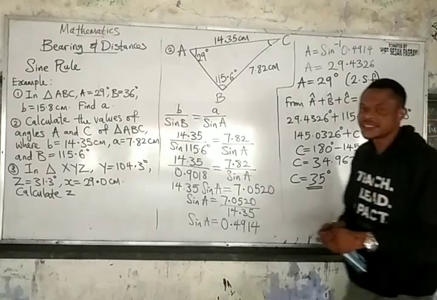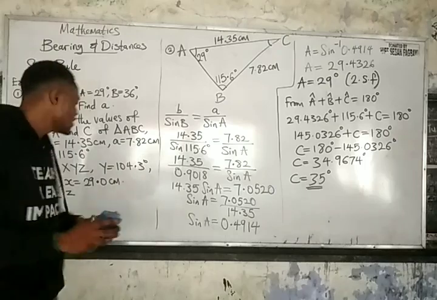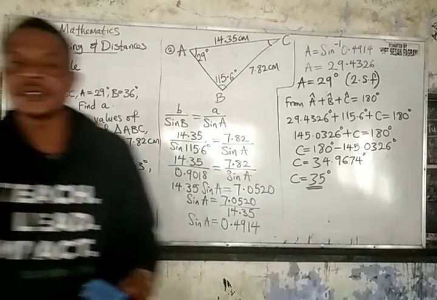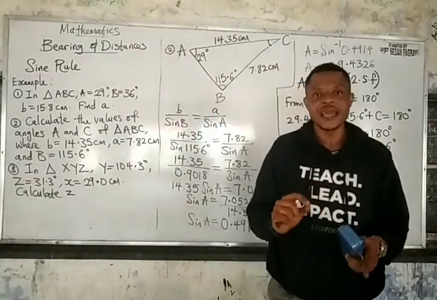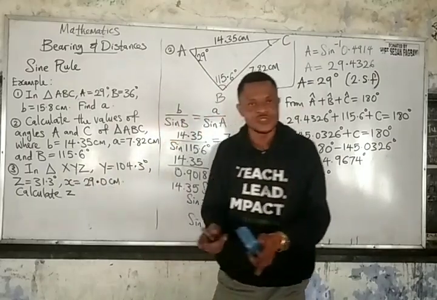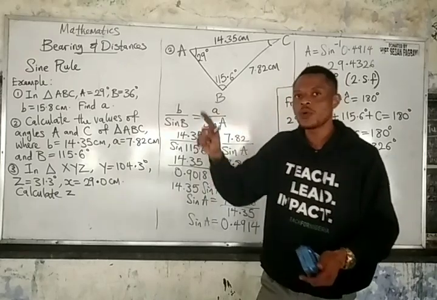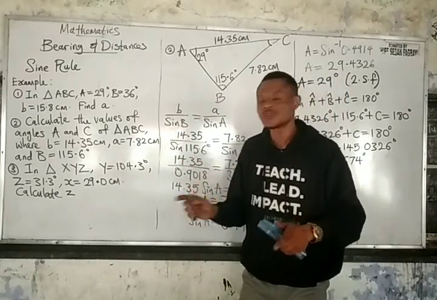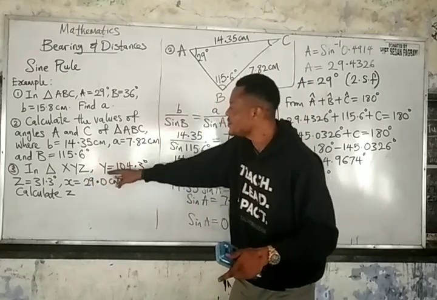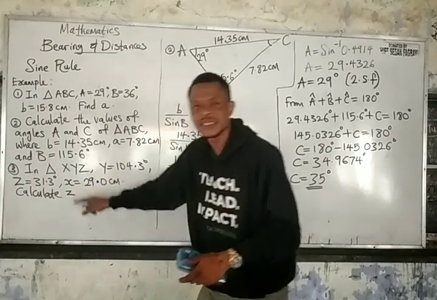Upon completing this, I'll be leaving the third one for you to work as a task. What is happening here from the triangle XYZ? This implies that it's not always a over sine A equals b over sine B equals c over sine C, depending on the variable given to you. So what we do here is x over sine X equals y over sine Y equals z over sine Z. So I will leave this one for you to work out what the sine Z will be.